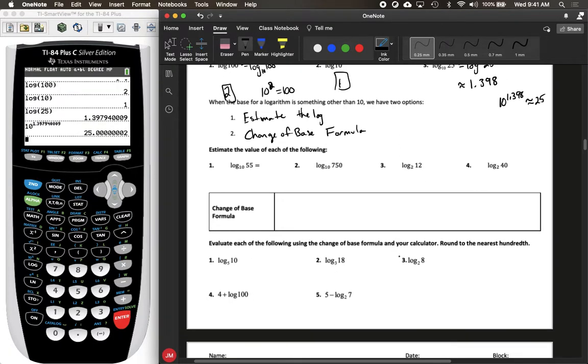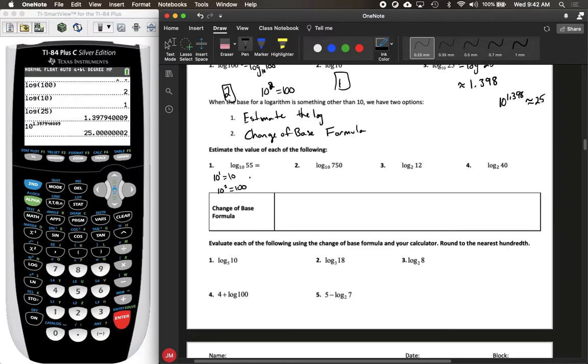Alright, so when we estimate the logs, let's kind of talk about how this works. So in the first one, log base 10 of 55. Now, it does have a base of 10, so yeah, we could just type this into our calculator, but let's just practice estimating. So this is asking 10 to what power is 55, and I don't know what that's going to be. But I do know that 10 to the first power is 10, and I know that 10 to the second power is 100.